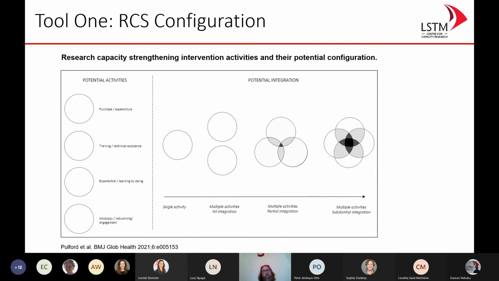Now, in thinking through your RCS program, which of these activities might you want to focus on and how might you integrate them? This is a tool to think about that. Are you only going to do one thing, in which case there's no integration? But if you're only doing one thing, why? Why not consider something else? If you're going to do more than one thing, then are these activities integrated at all? If they're not integrated, why not? And if you can integrate them, to what extent?